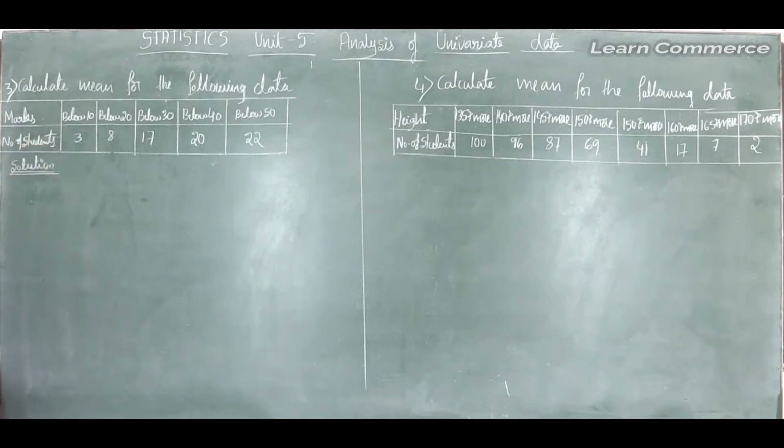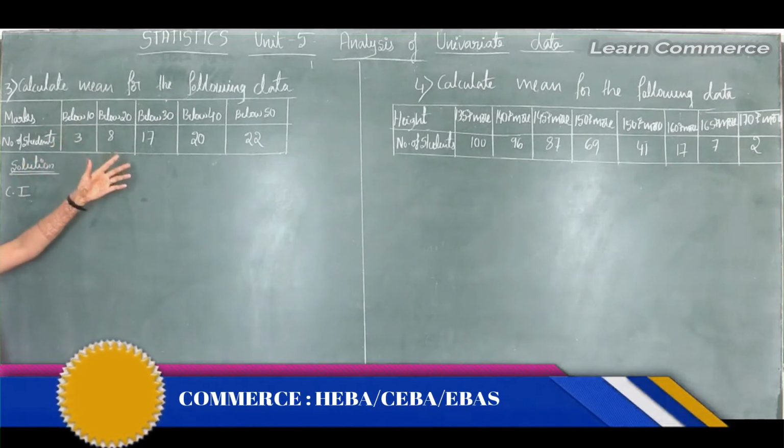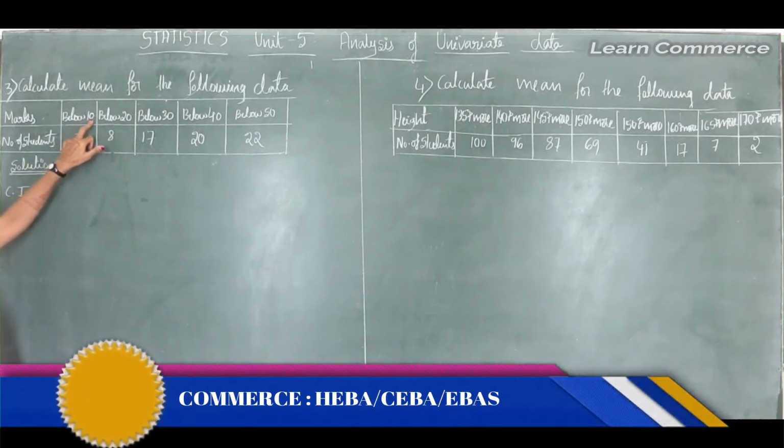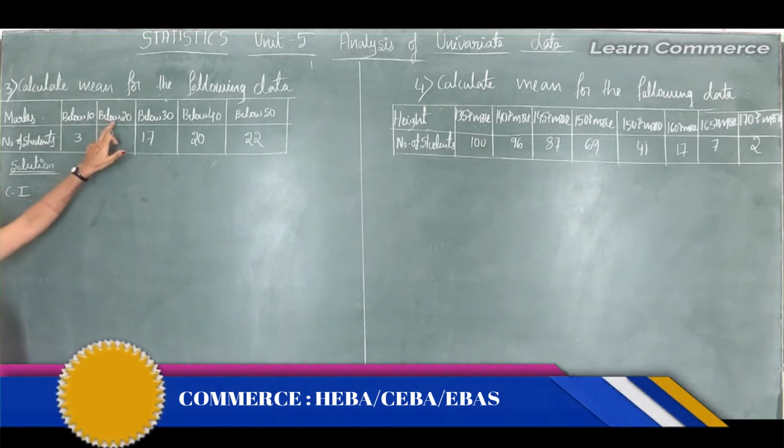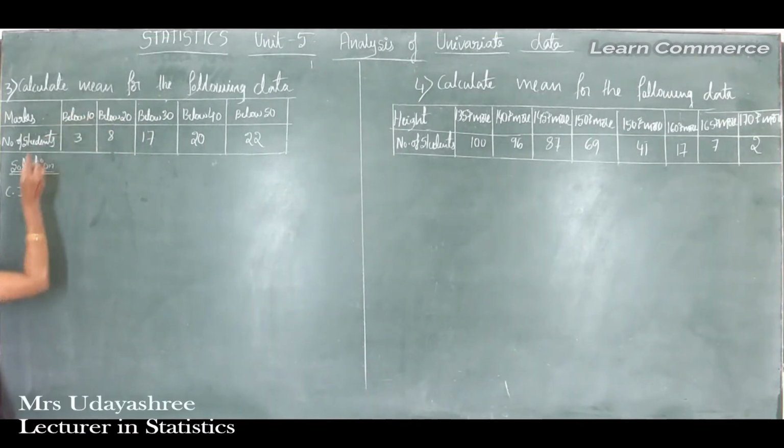First I will write marks. Marks is nothing but class intervals. Here the given class intervals are upper class limits. Below 10, below 20, below 30: for the first one, 10 is the upper class limit. So what is the lower class limit? Here the lower class limit is 0.